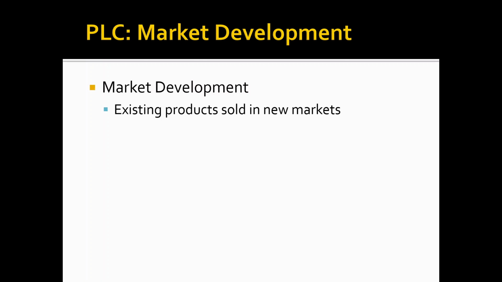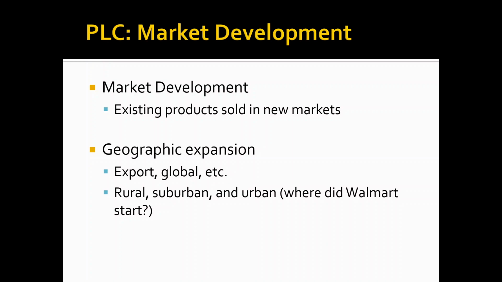Market development is simply selling existing products in new markets. The most common form of market development is geographic expansion. That's what's going on in cannabis as more and more states legalize medical and adult use cannabis. And by the way, Walmart started in rural areas where they had less competition and could overwhelm smaller competitors, and then slowly moved into suburban and urban areas once they had built their business up.